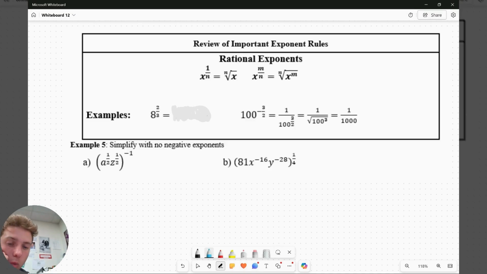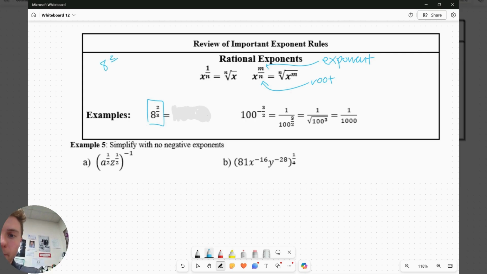When you have a square root, that's the same thing as the 1/2 power. Well, how that works is whenever you have a fractional exponent, there's 2 parts to it. The top part is your exponent. The bottom part is your root. So realize if I have something like 8 to the 2/3, let's look at that right now.